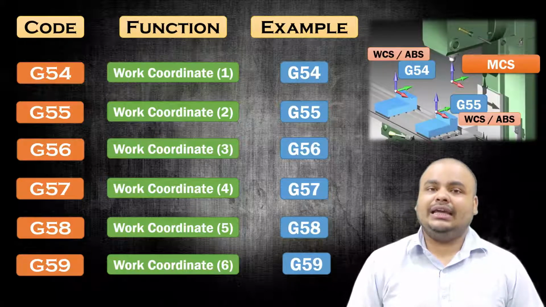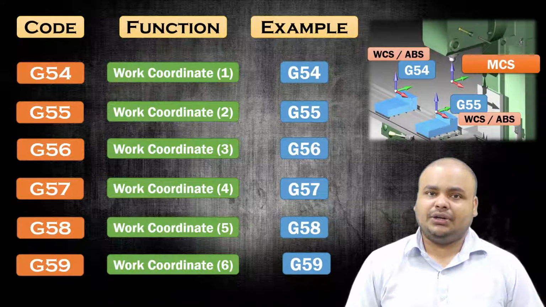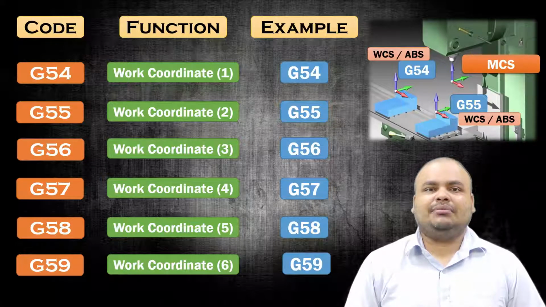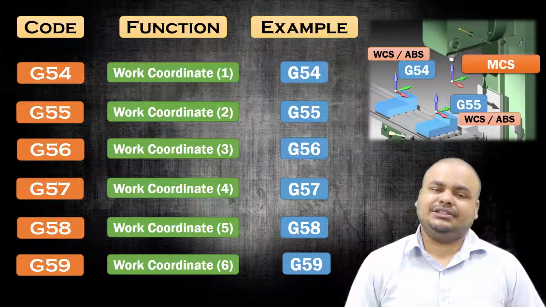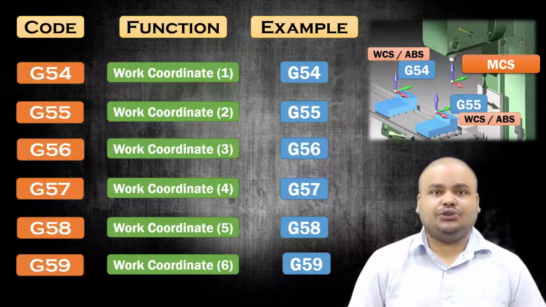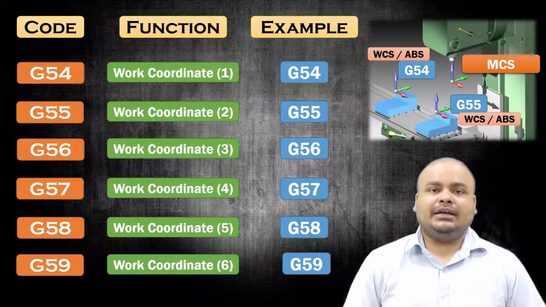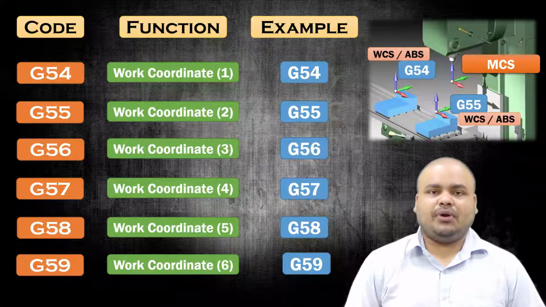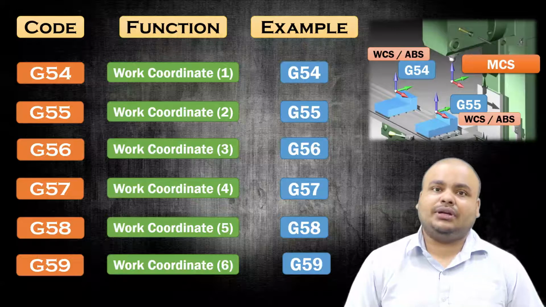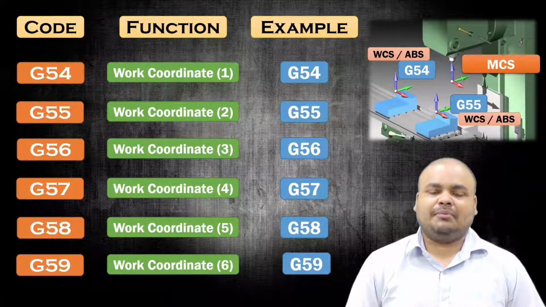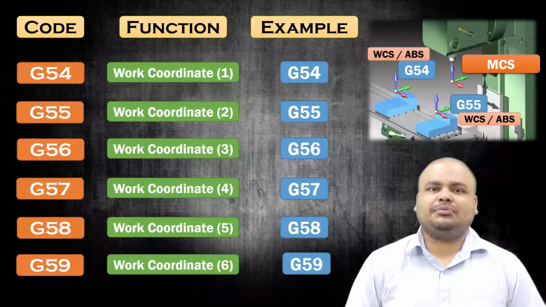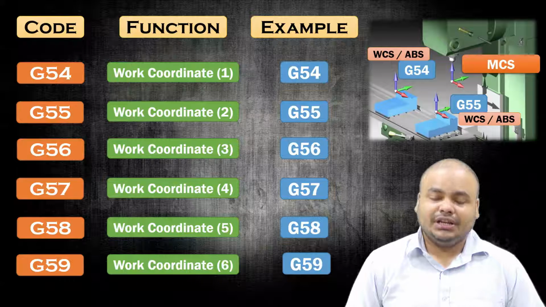If for a particular job you have set its origin point in G54, that means if you are doing the programming, you have to write G54 to activate that particular work coordinate system. If another second job is there and in that you have set its reference point or origin point in G55, then for programming that job you have to write G55. Accordingly the machine will understand which job reference point to consider.